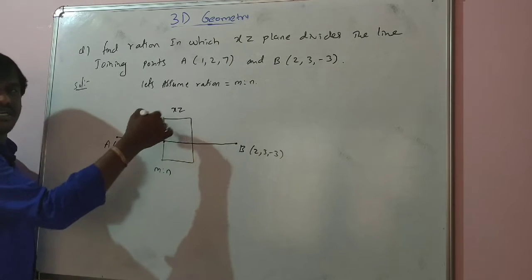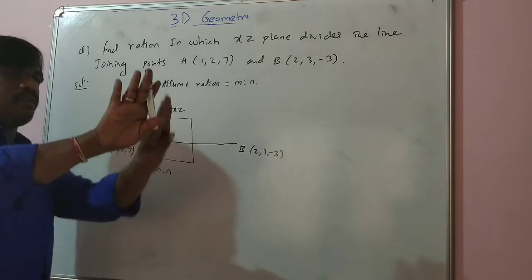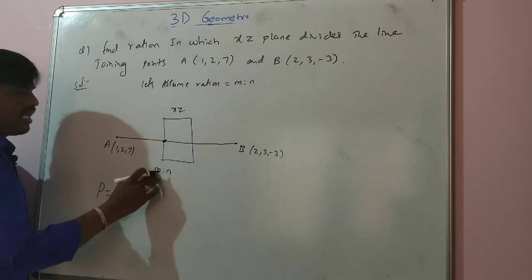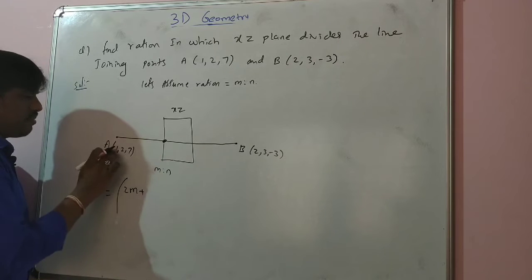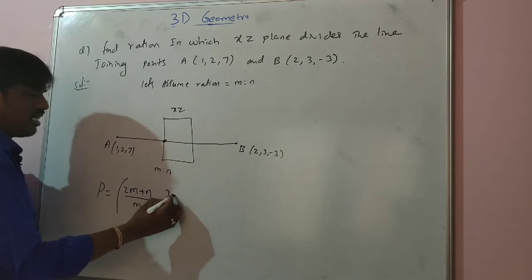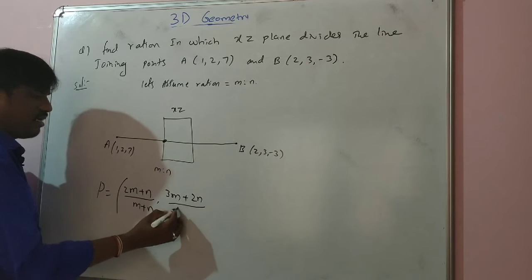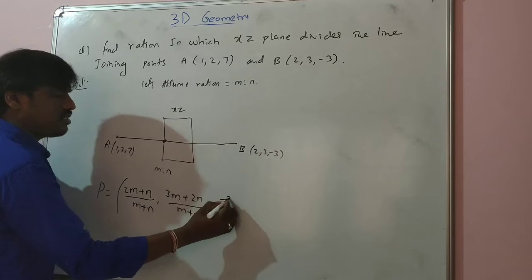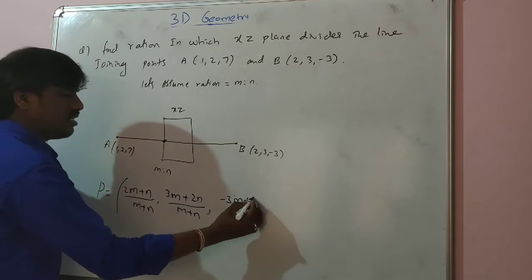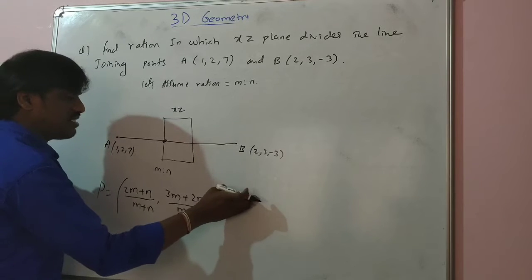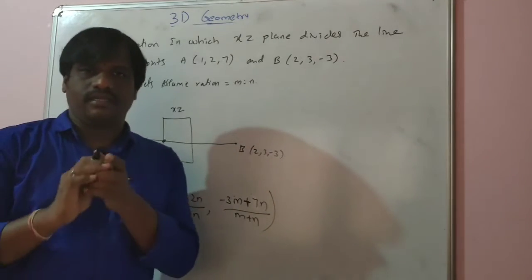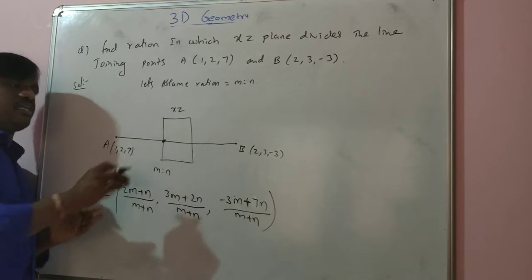So you know the dividing point is here. The plane is cutting the line like this. Let the point P be (mx2 + nx1)/(m + n), (my2 + ny1)/(m + n), (mz2 + nz1)/(m + n). That is, (2m + n)/(m + n), (3m + 2n)/(m + n), (-3m + 7n)/(m + n). This is the point at which the plane divides that line.